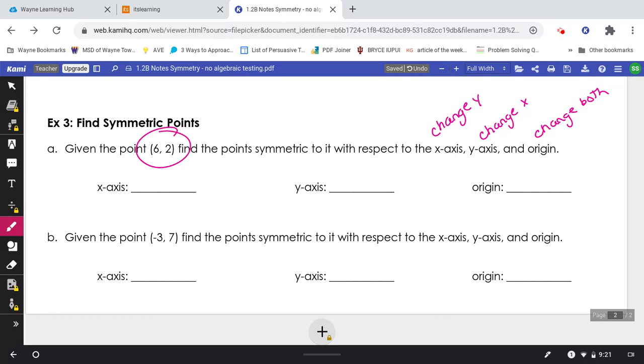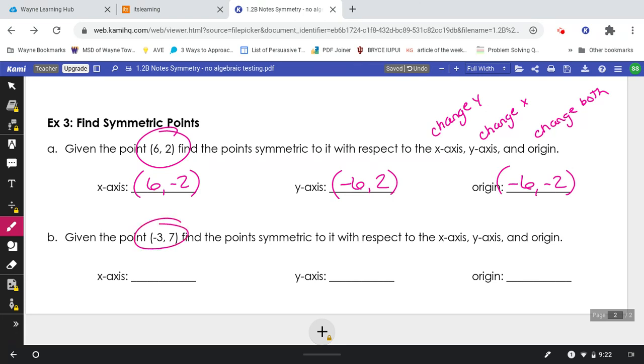So for this first one, we have a +6 and a +2. For the x-axis, I'm going to change the y: (6, -2). Take a moment and see if you can do the y-axis and the origin. For the y-axis, you should have gotten (-6, 2), changing the x value, and for the origin, (-6, -2), changing both.